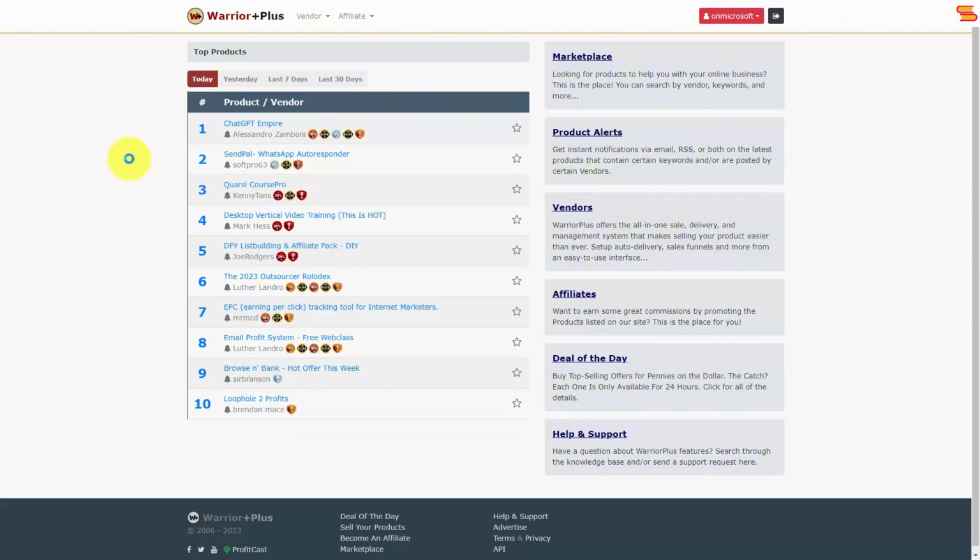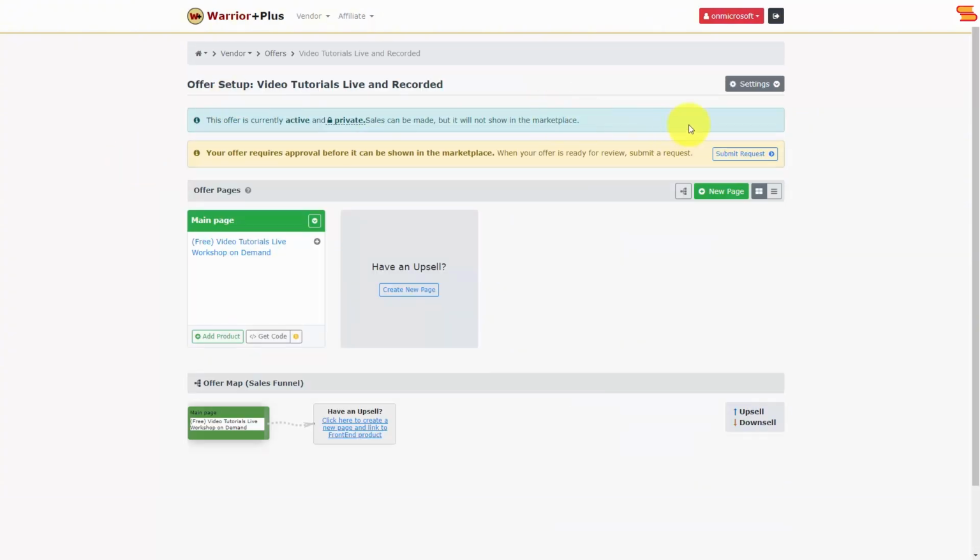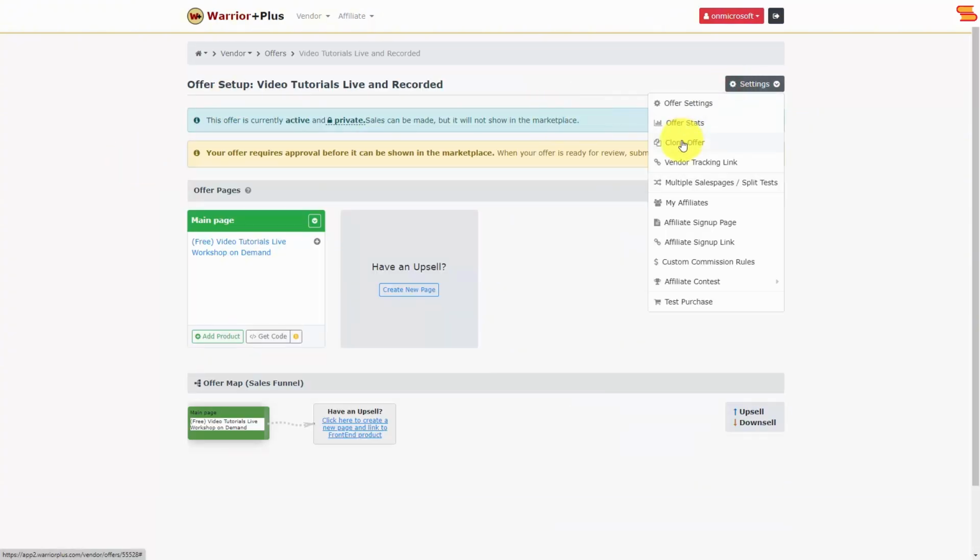And welcome. You're now looking at the Warrior Plus network, and one of the reasons that you would use Warrior Plus as a sales system is that it will allow you to recruit affiliates who will be incentivized to sell your product.